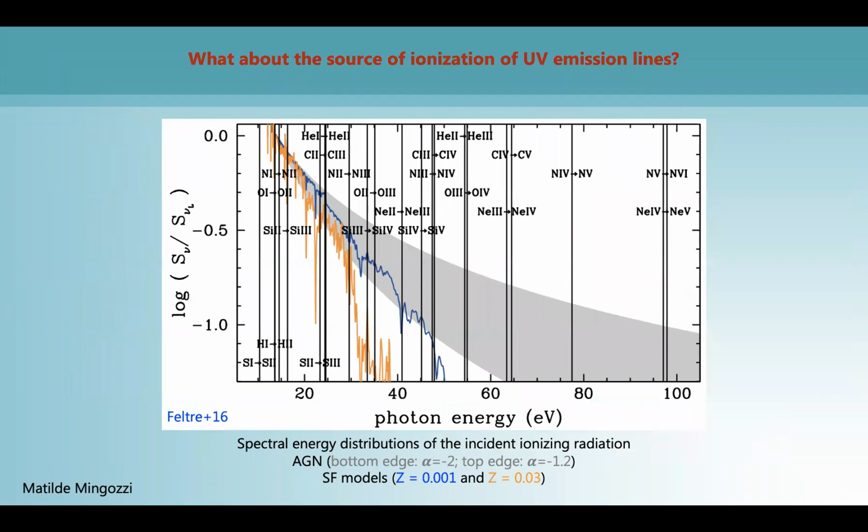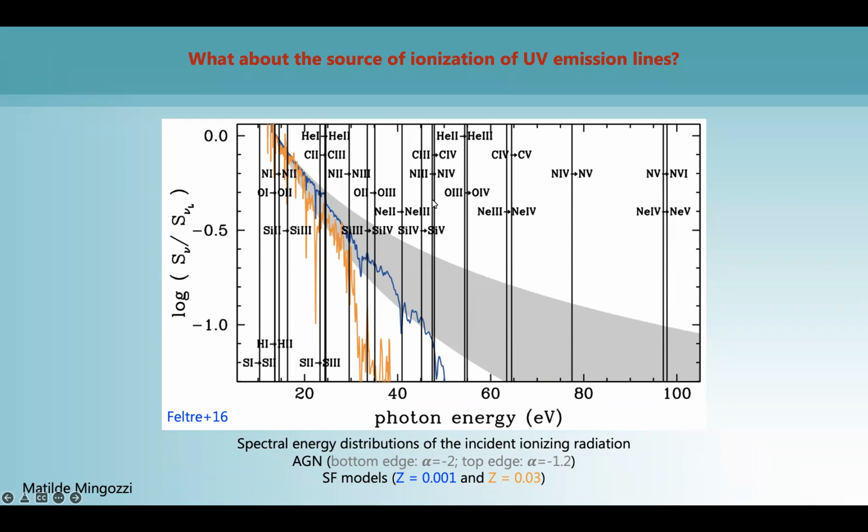Of course, UV emission lines can also be used to estimate the main ionization source of the gas. This is part of the work in progress. This is a plot taken from Feltre 2016 that shows the spectral energy distributions of AGN and star-forming models, to explain the photon energy necessary to produce some emission, if you observe the carbon 4 or the helium 2, the nitrogen 4, and so on.